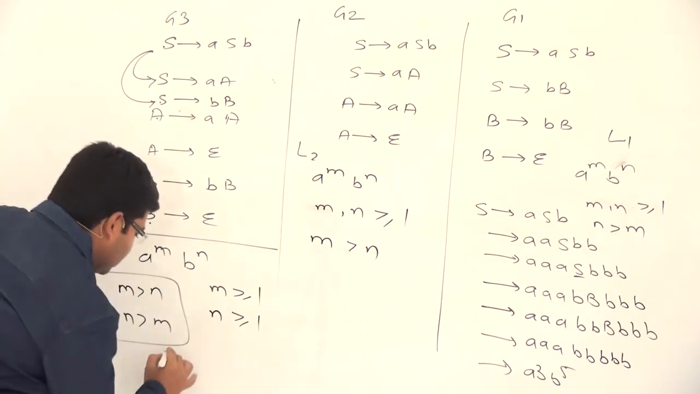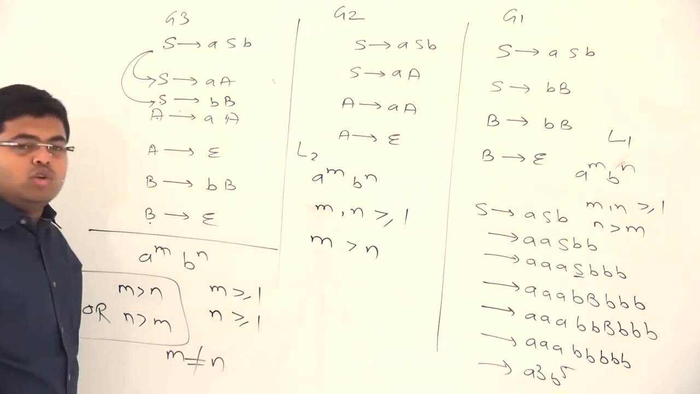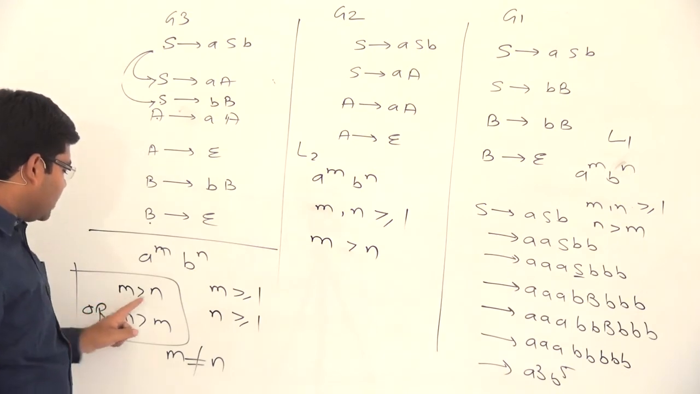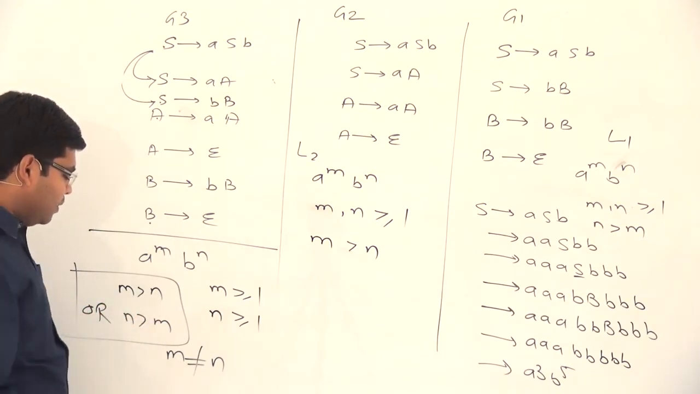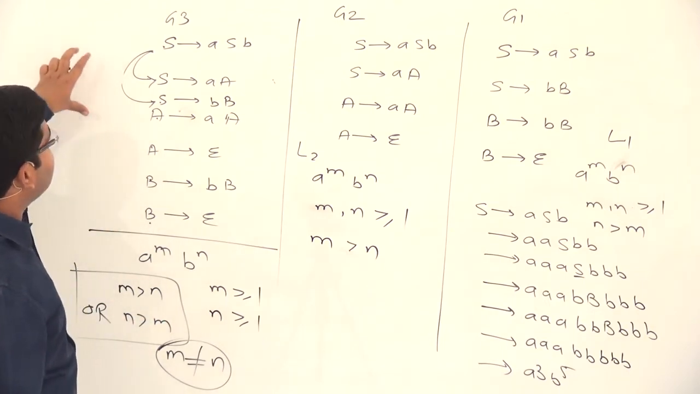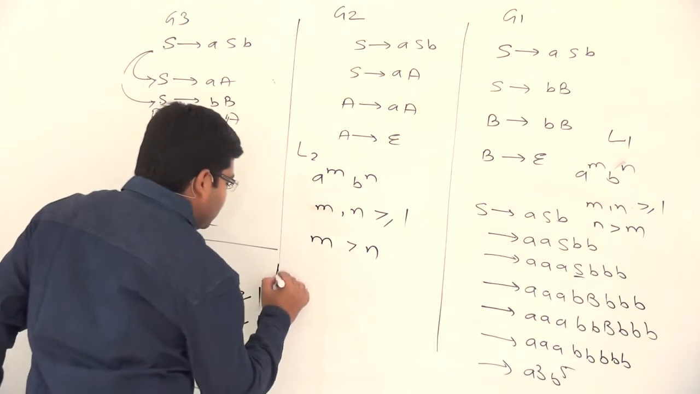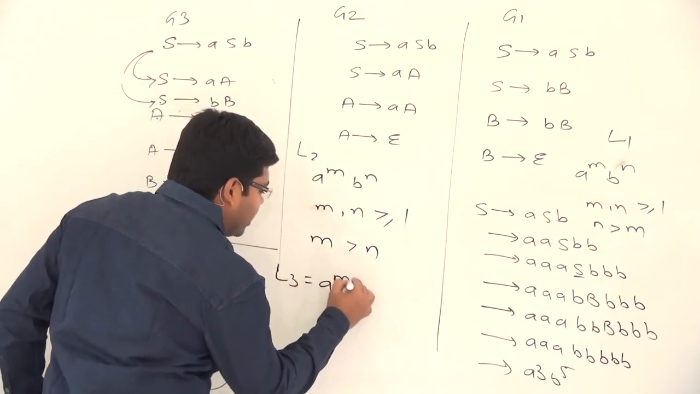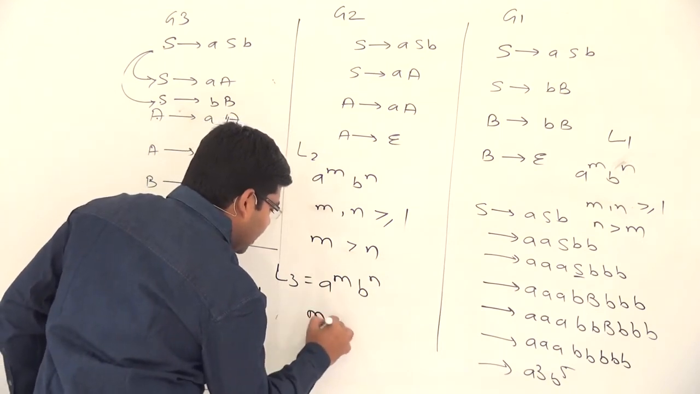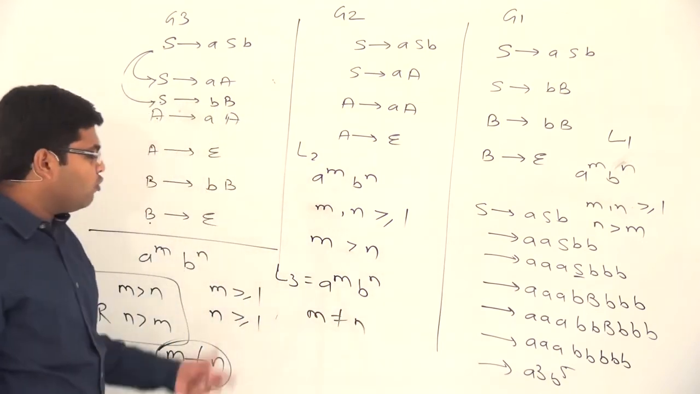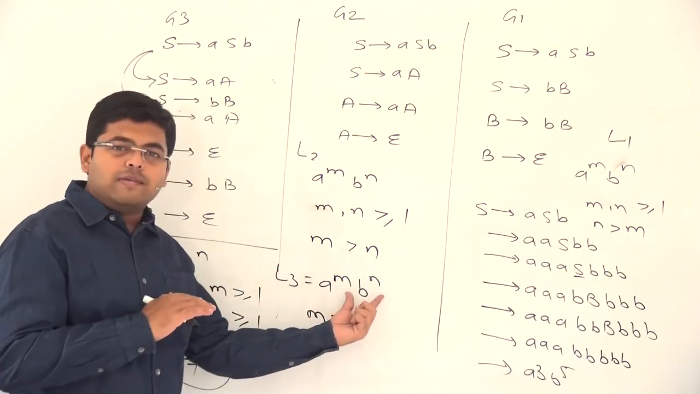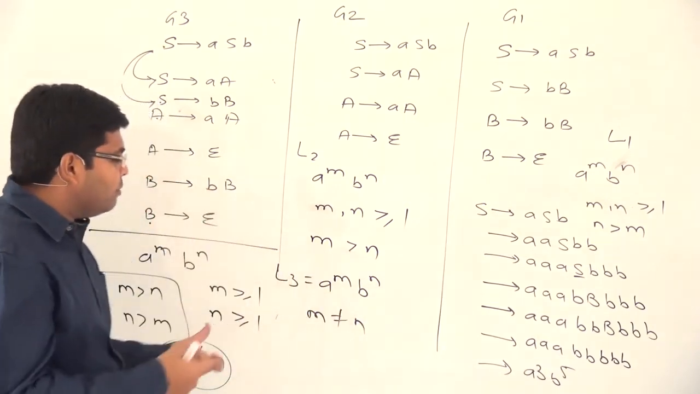However, what does that mean? That m can never be equal to n, and that is why the language generated by this grammar... Now what is the meaning of m greater than n or n greater than m? It simply means m not equal to n, and that is why we will say that the language generated by this grammar, L3, is equal to a to the power m, b to the power n, with the condition that m not equal to n. Or we can say, it will generate a block wherein the number of a's and number of b's are always different. And see the logic behind this.